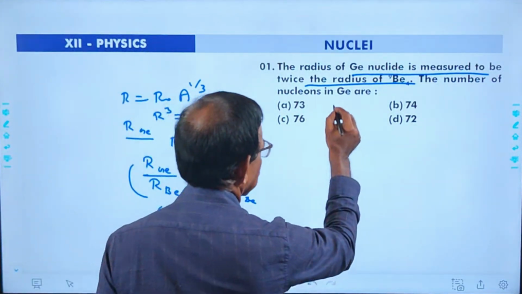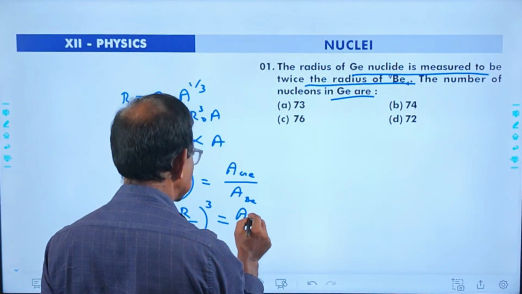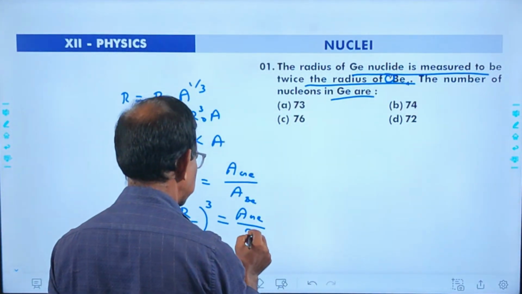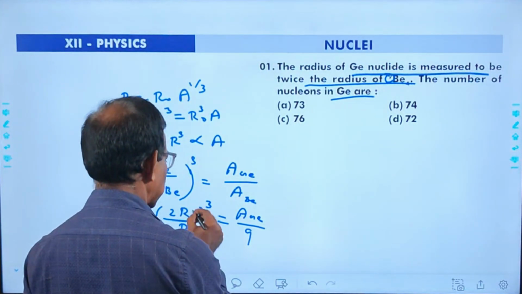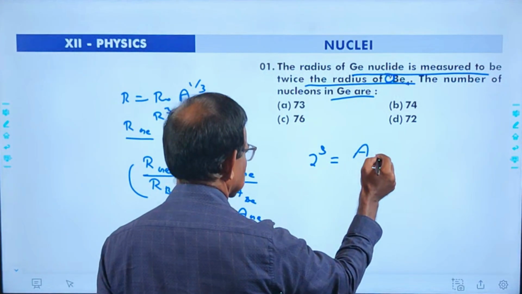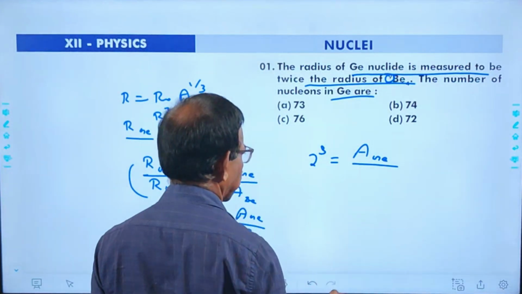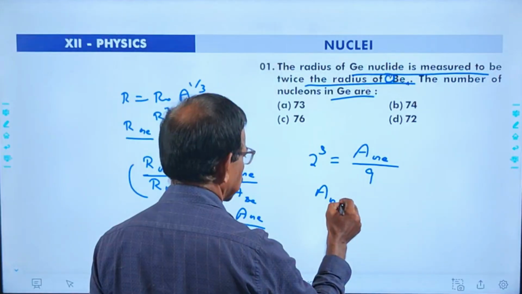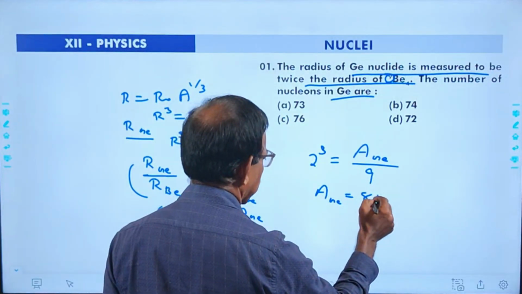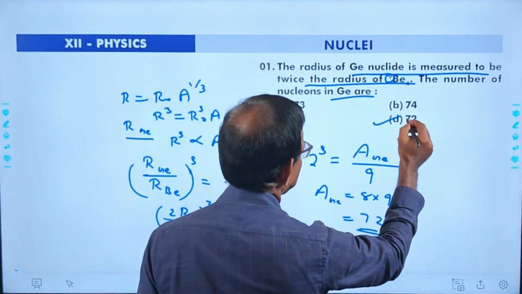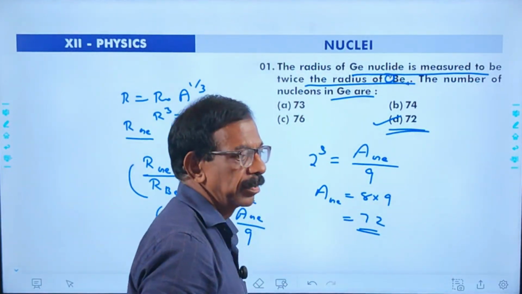We have to calculate the mass number of germanium divided by the mass number of beryllium, which is 9. R cancels, and we get 2 cube equals the mass number of germanium divided by 9. 2 cube is 8, so A of germanium equals 8 into 9, which is 72. That is the total number of nucleons in the germanium atom.